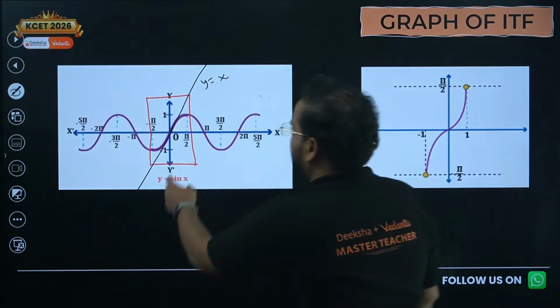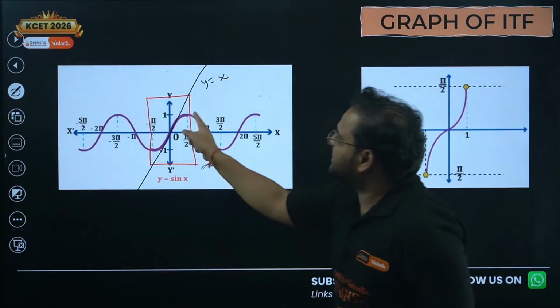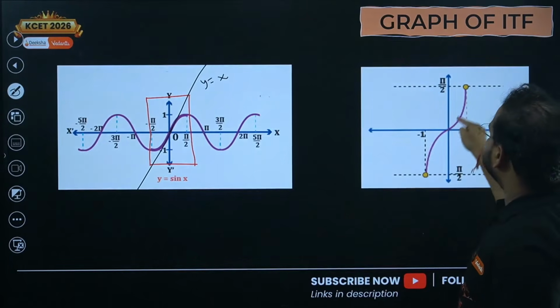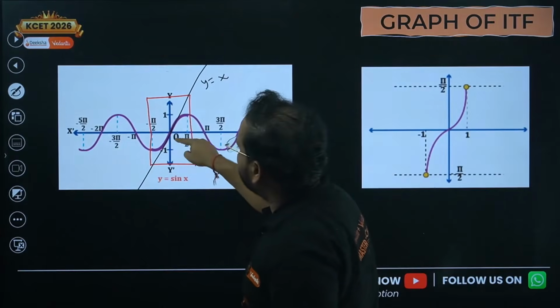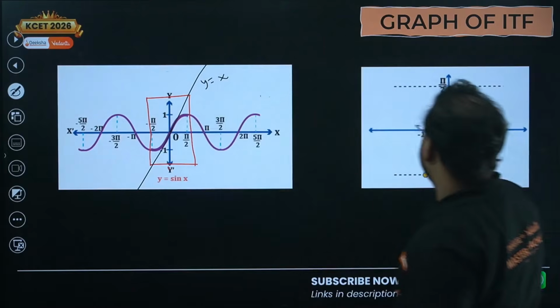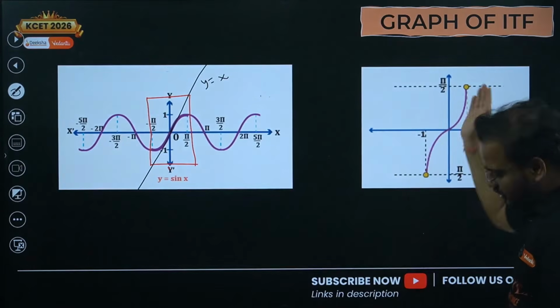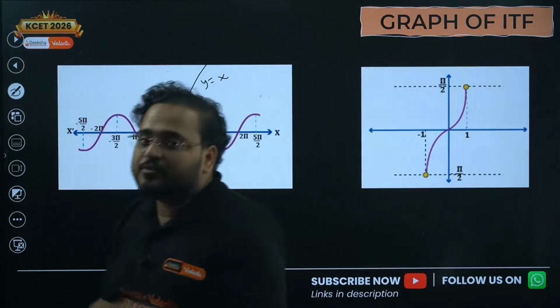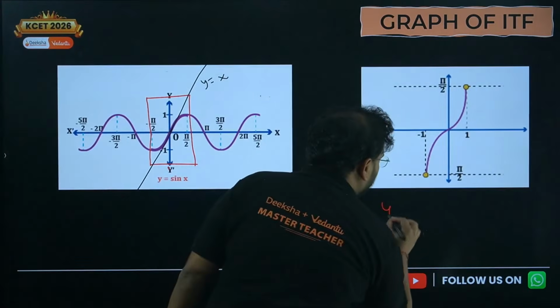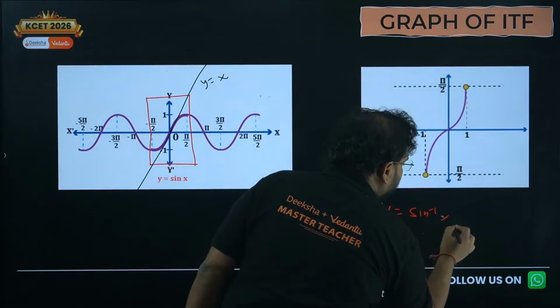Yes, sir, getting it. So check here carefully. This part here is taking the mirror image and it's coming like this. The same goes for this part also. It comes like this downwards, moving towards me. So this is your graph of sine inverse of x. Y equal to sine inverse of x.